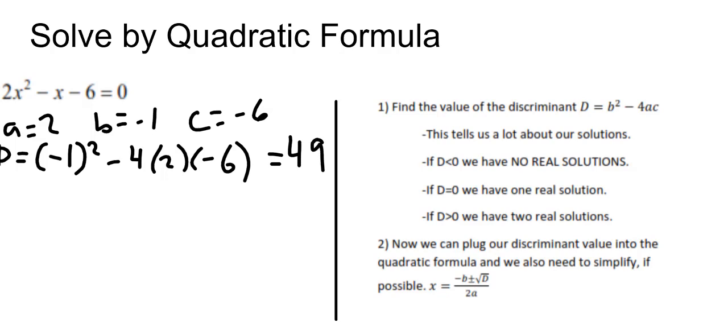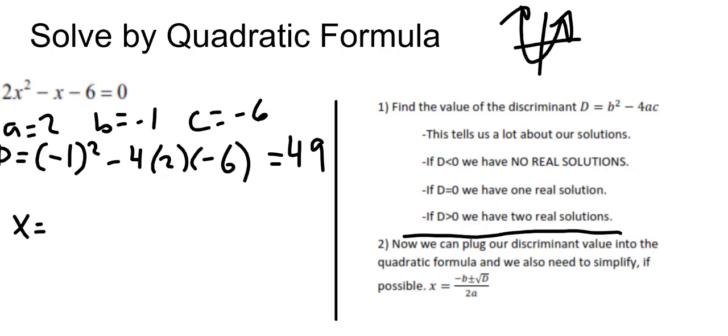That tells us that we have two real solutions in this situation since it's positive. So we know it crosses the x-axis twice. Looks something like that. It gives us a little information. Now I'm going to put the rest of this into our formula. I've got -b, which becomes a +1, plus or minus the square root of 49, all over 2 times a.